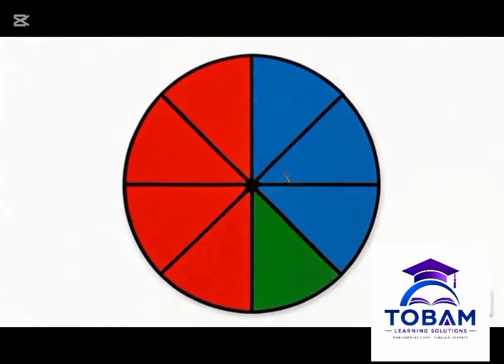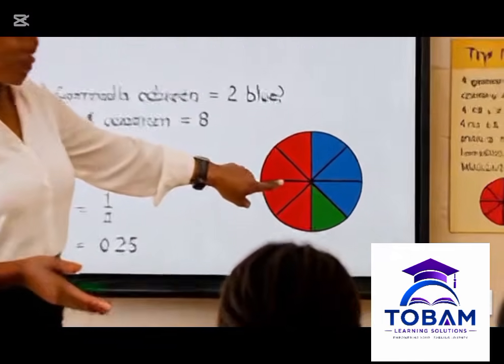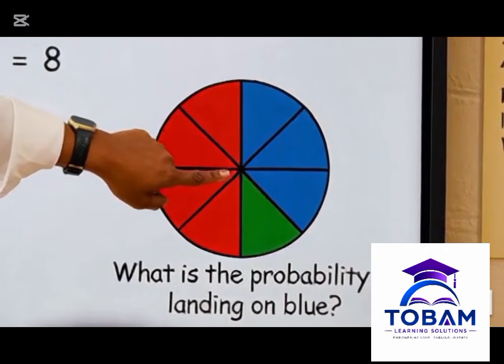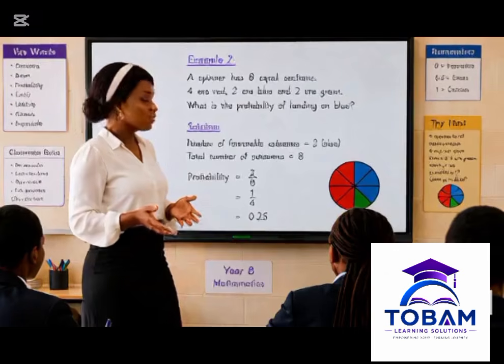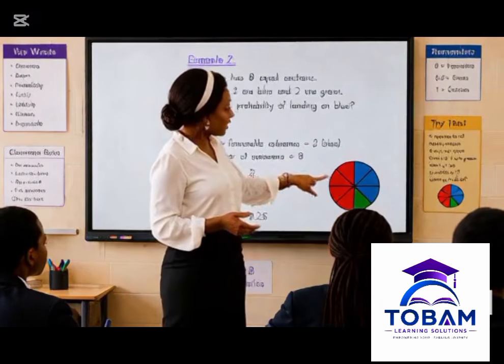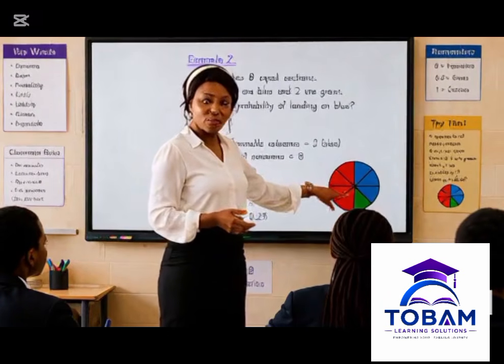Example 2. A spinner has 8 equal sections. 4 are red, 2 are blue, and 2 are green. What is the probability of landing on blue?